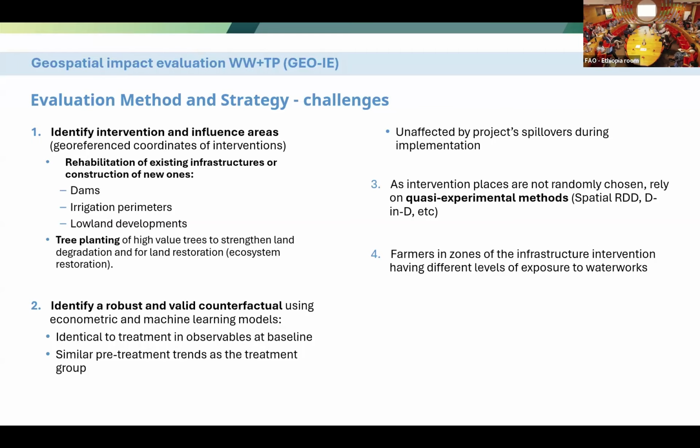So in terms of the evaluation strategy and methods, there are different types of infrastructure: construction of dams, irrigation perimeters, and lowland developments. But, as we were discussing during these days, there is always the challenge of identifying a robust and valid counterfactual, no? So for that, we are going to rely mostly on quasi-experimental methods. That's the plan that we have. Maybe we're going to try to explore another way, using, for example, machine learning models to identify the counterfactual areas. And also there is the fact that farmers can have different levels of exposure to this intervention, to the waterworks, no?